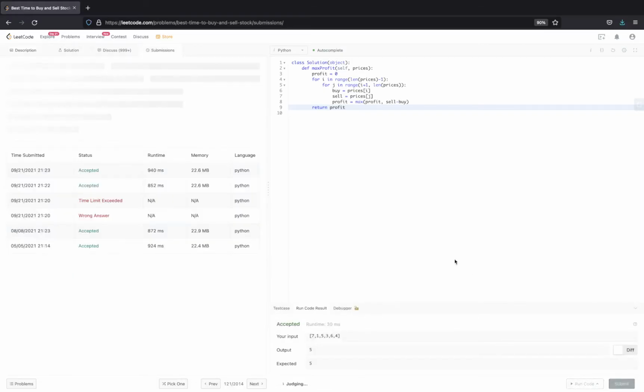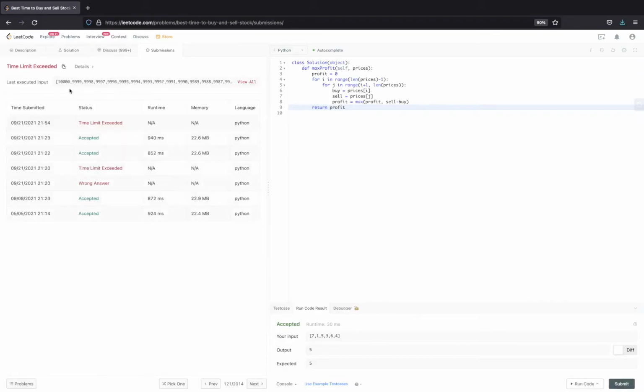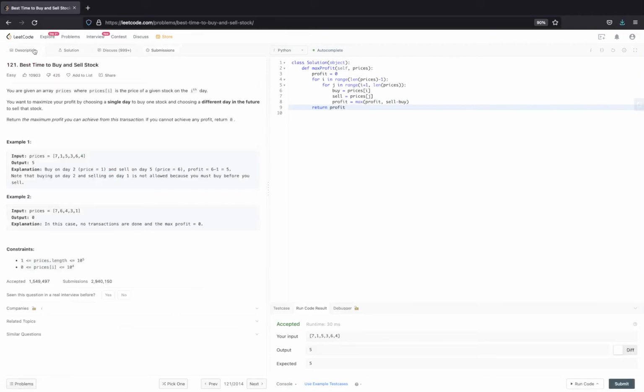Okay, let's submit it. I'm sure this will give us TLE. Okay, why is it taking so much time? Okay, it gave us TLE. So we are going to optimization, but let me explain this, because this kind of initialization is very important in our future set of videos as well.